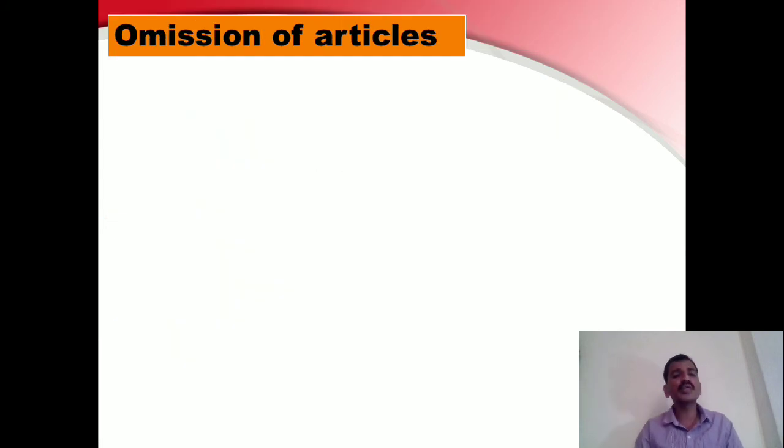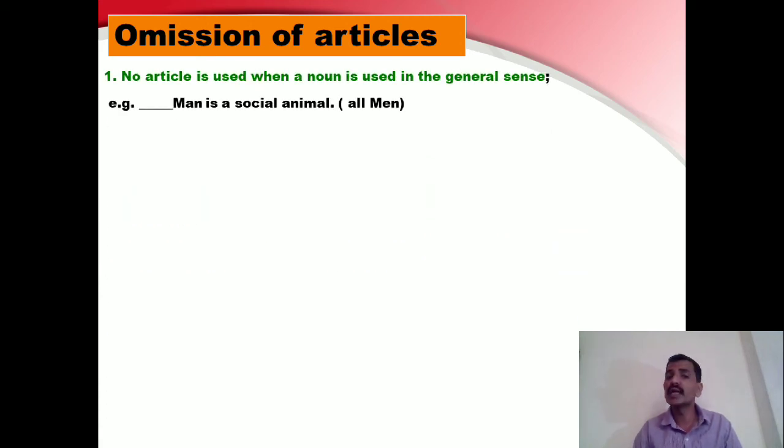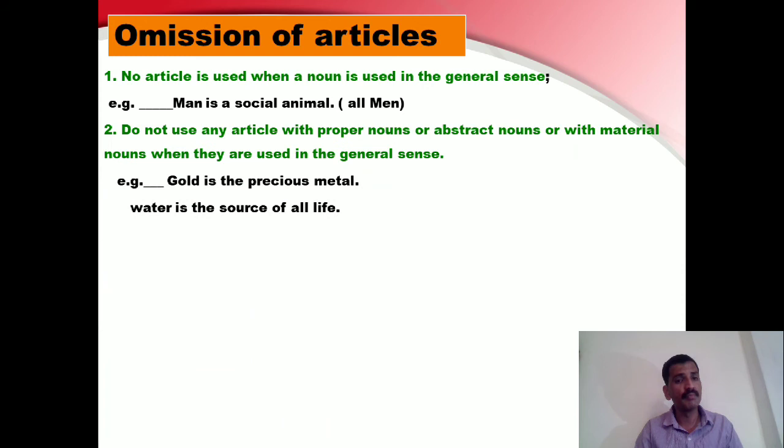Now, next thing which we are going to study is where we should not use any article. This is called omission of article. It is not necessary to use any article in these sentences. We are going to see one by one. Number one rule: no article is used when a noun is used in the general sense. For example, man is a social animal, means all men are social animals. That's why it is in the general sense. Do not use any article before man.